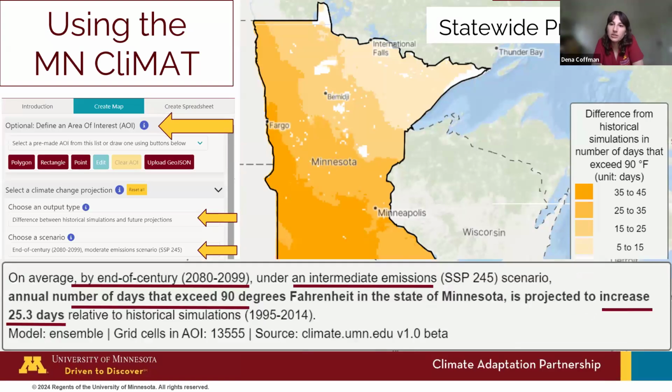You'll notice that as you change the options on those drop-down menus, the pop-up text and the legend will also update to describe the data. The underlined portions here, by end of century and intermediate emissions, number of days that exceed 90 degrees Fahrenheit, that underlined text is the variable that's going to change in that pop-up text as you toggle those different drop-down menu options. Those variables will change to update with what you've chosen.